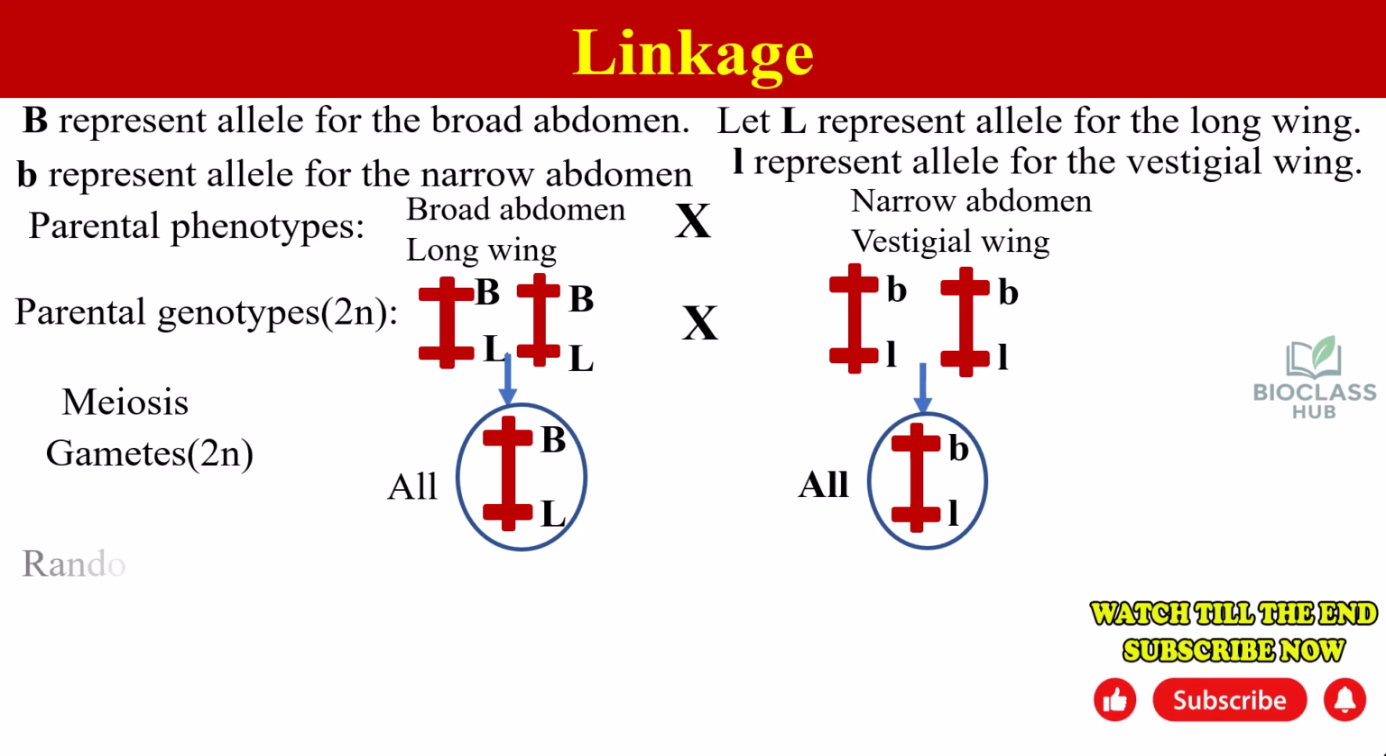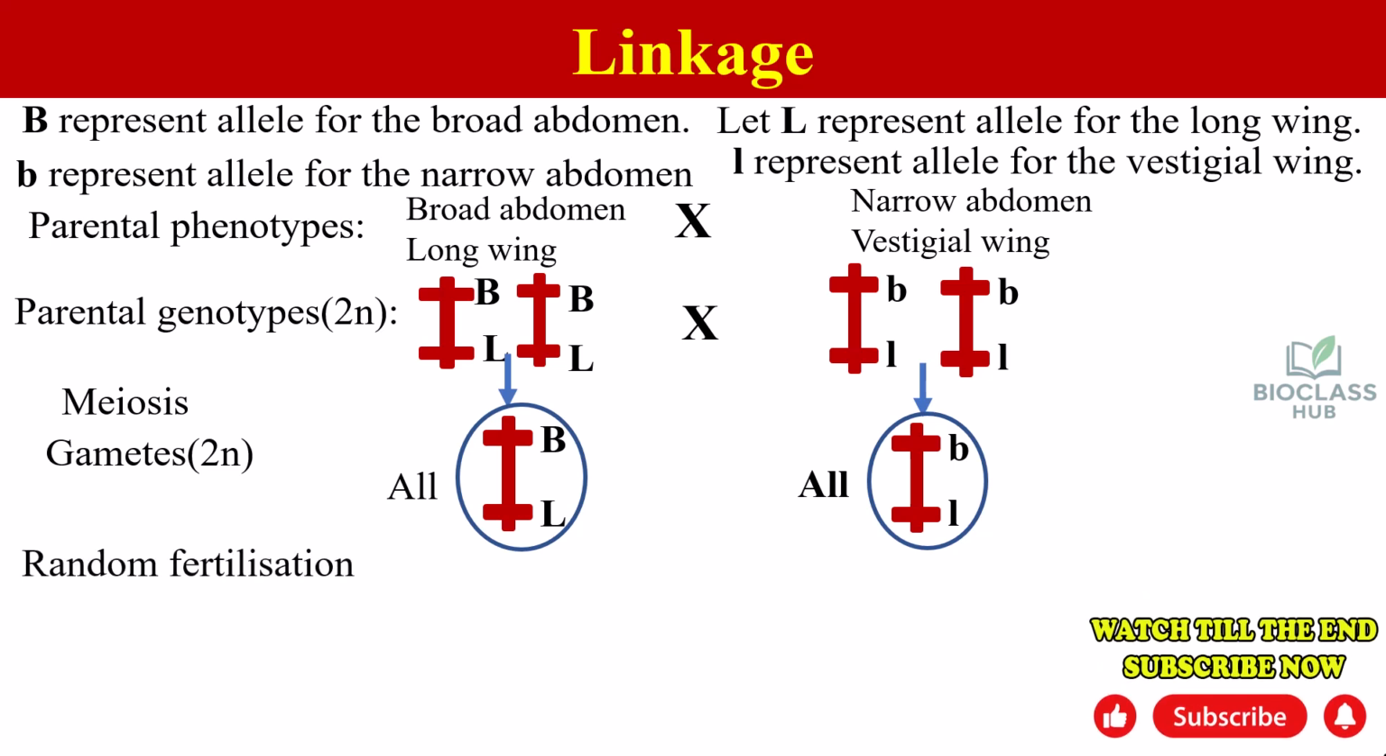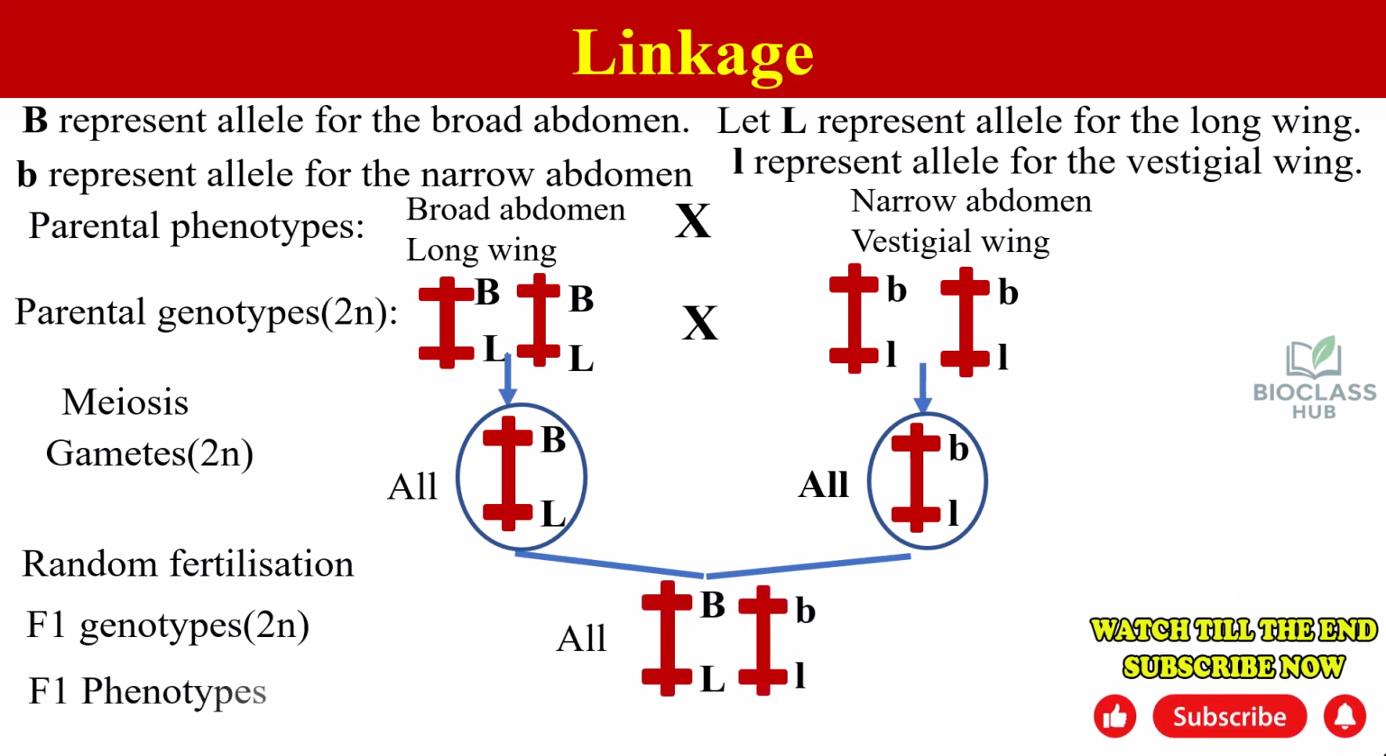Random fertilization to form the F1 genotypes. All will be F1 phenotypes, all broad abdomen with long wings, since broad abdomen and long wings are dominant.